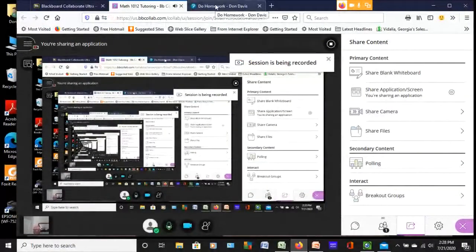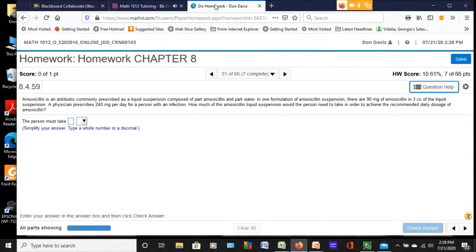Okay, this problem is chapter 8, section 4, and it's a word problem dealing with medicine dosages. And just quickly reading it, we have an antibiotic, amoxicillin, that's normally prescribed as a liquid suspension. And so what does that mean? It means that the amoxicillin part must be a powder of some sort, and they mix it with water, and then the powder antibiotic becomes suspended in the liquid.